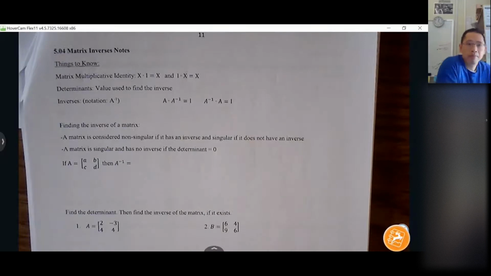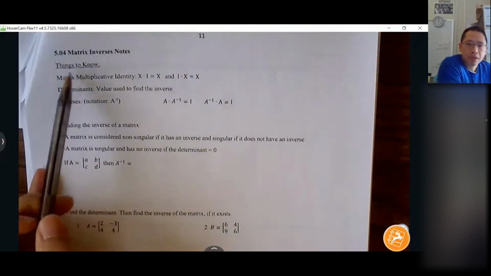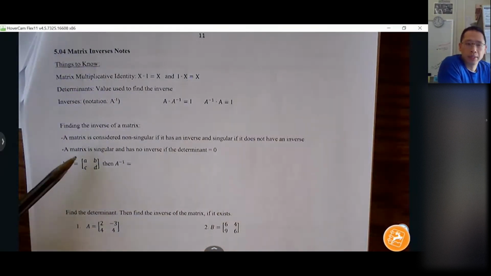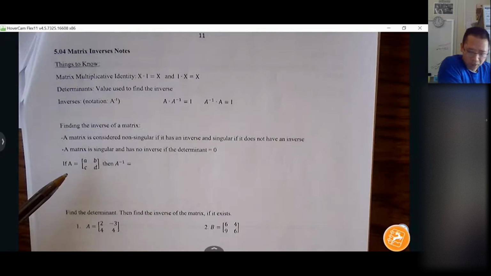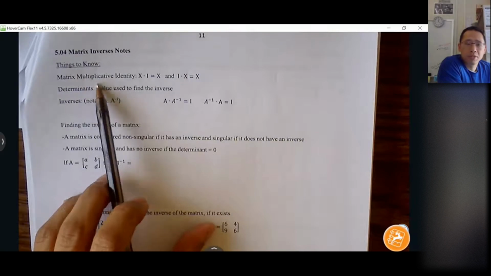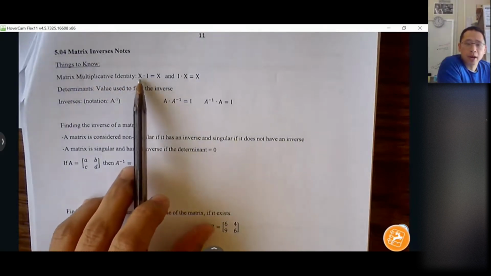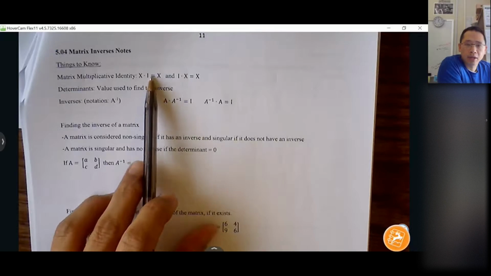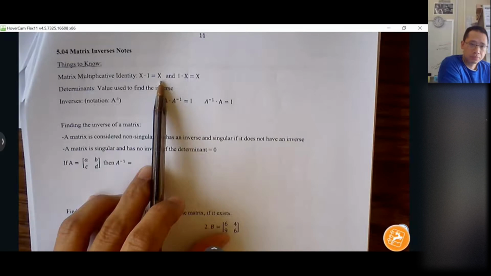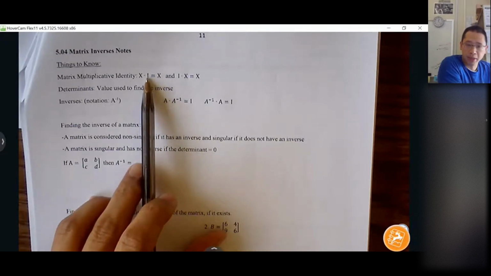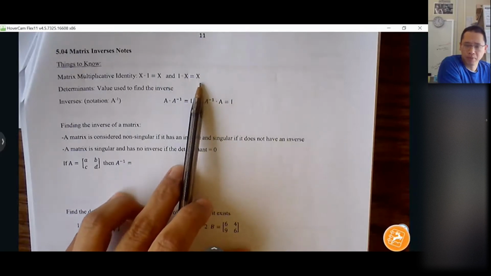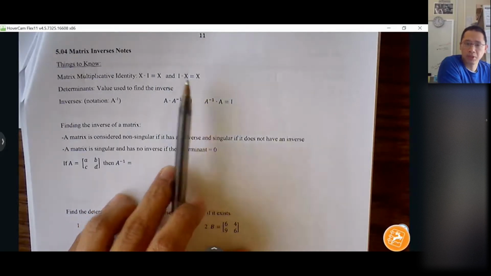Okay. Matrix inverses. Let's go through some big ideas here, and then we'll talk about the formula to find the inverse of a matrix. Things to know. The matrix multiplicative identity is where I can multiply a matrix by 1, 0, 0, 1 and get back my original matrix. I can put that identity matrix either after or before. Either way, I'm going to end up with the initial matrix.